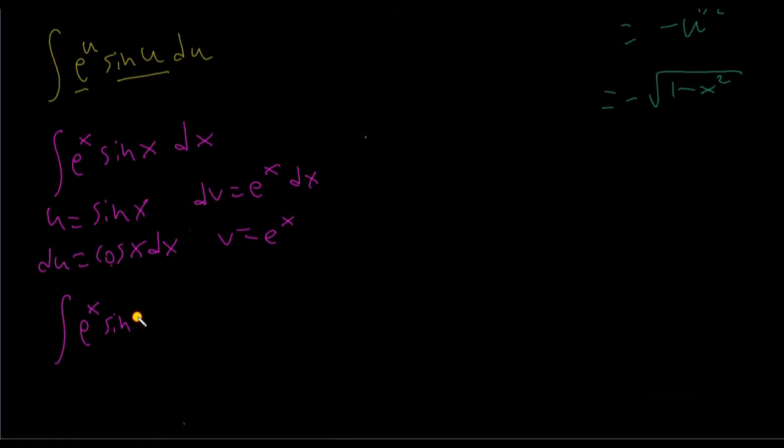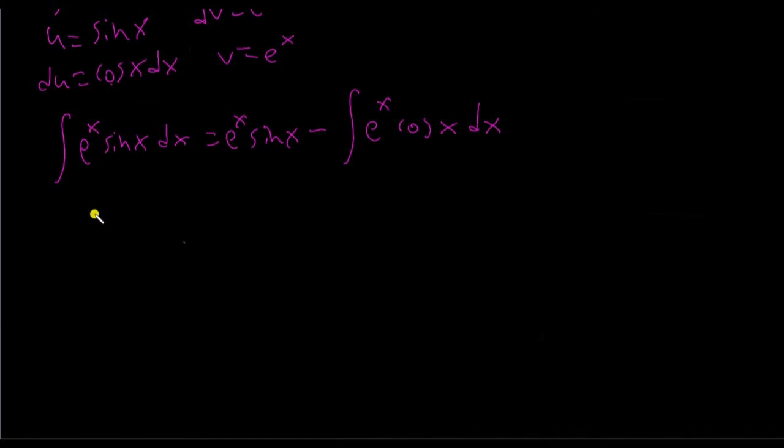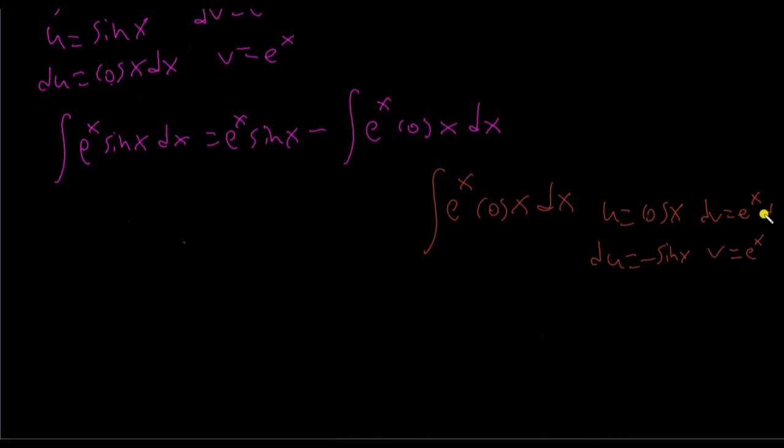So this is equal to uv, so e to the x sine of x, minus the integral of v du, so minus e to the x cosine of x dx. And then the cosine part, we're going to do another integration by parts, where u is cosine, du is negative sine, dv is e to the x dx, and v is e to the x. And then this is going to be uv, so e to the x cosine of x, minus the integral of v du, so e to the x negative sine of x.